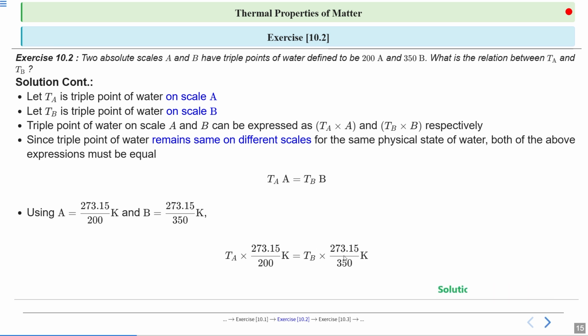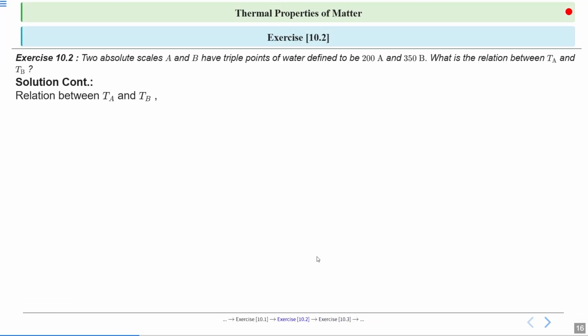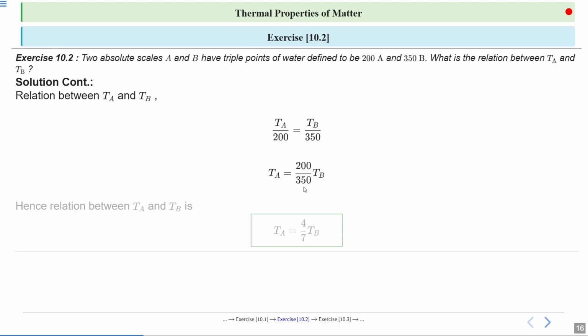Now solving this expression, you will get the relation between TA and TB. So TA divided by 200 is equal to TB divided by 350. So TA is equal to 200 into TB divided by 350. Hence the relation between TA and TB is TA is equal to 4 by 7 times TB.